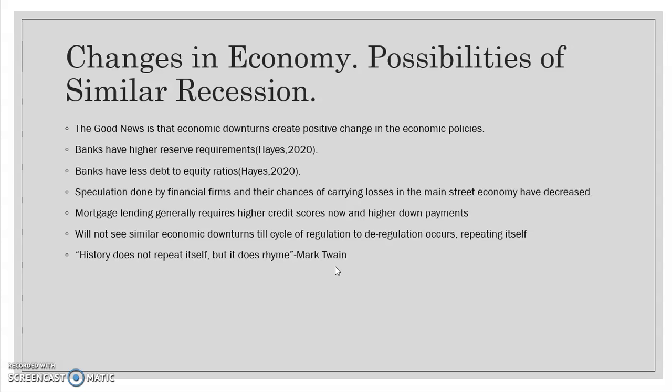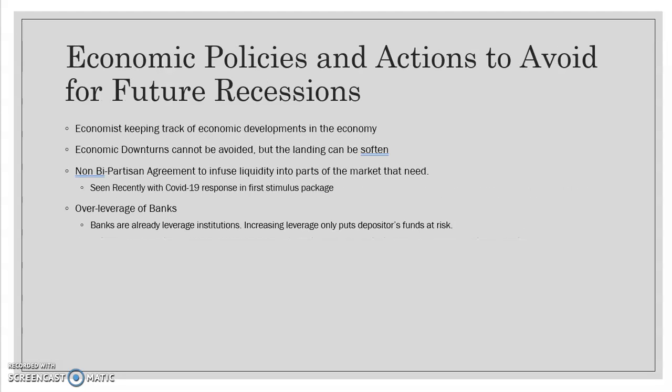And Mark Twain had a quote saying history does not repeat itself, but it does rhyme. So we will see an economic downturn once again in the future. Most likely it won't be similar to that of the 2008 financial crisis. What can we do as far as avoiding future recessions? Well, as part of the business cycle, recessions are impossible to avoid, but we can always help soften the landing when that does happen, and also help shorten that part of the business cycle.